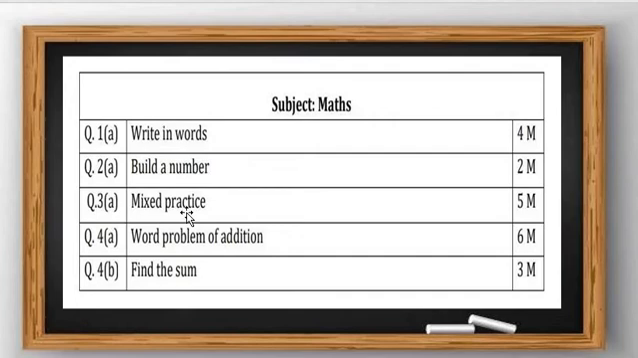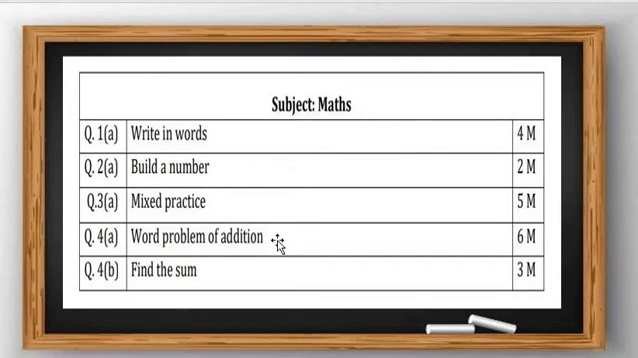So you must prepare for your exam. And then word problems of addition also come from chapter number 2. It is 6 marks, mixed practice is 5 marks, build a number is 2 marks. And find the sum. What is find the sum? It is exercise number 2C, question number 1, find the sum, all students.